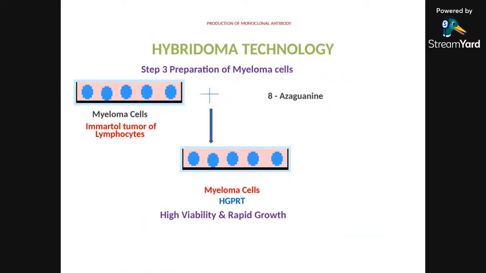The cells will be prepared. The myeloma cells are treated with 8-azaguanine or 6-azaguanine. Then it will be blocked of that HPRT enzyme, so only cells with the HGPRT enzyme will be viable.